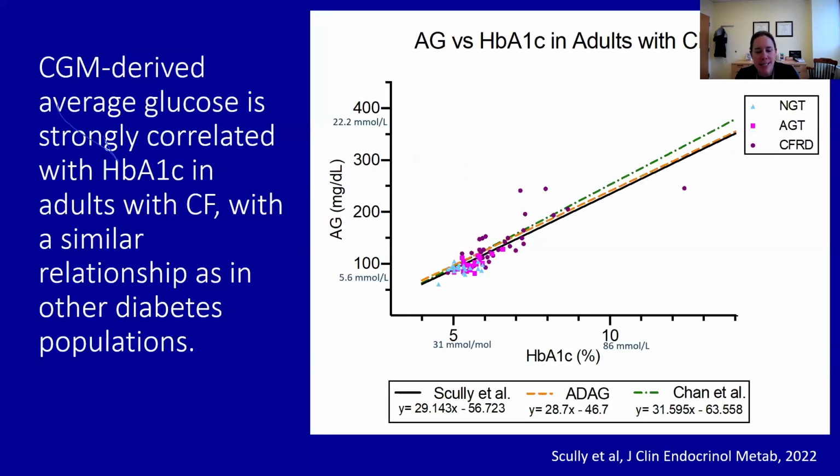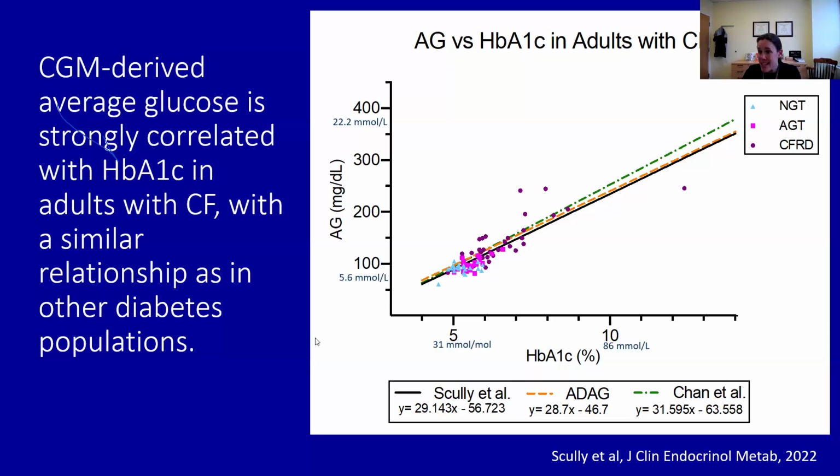But we recently published this study where we actually used CGM and we collected between 14 and 42 days of CGM over two times over a 3-month period in 77 adults with CF, both with and without diabetes. The data I'm showing you here is the average glucose by CGM on the y-axis, and A1C on the x-axis. The blue triangles are normal glucose tolerance, the pink squares are abnormal glucose tolerance, and the purple circles are CFRD. And this line in between them is the linear regression equation with the relationship between the two.